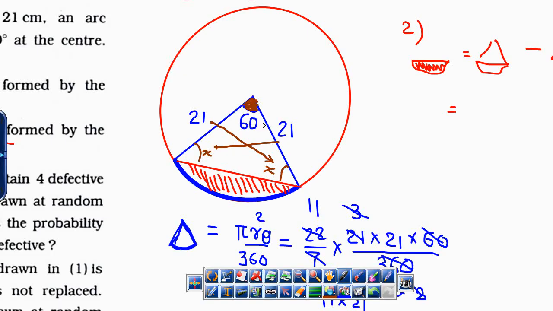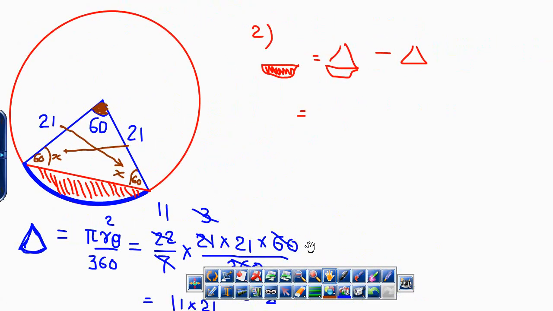When you do angle sum property, 60 plus 2x is equal to 180, you will find out कि सब एंगल 60 है. जब सब एंगल 60 है, it's an equilateral triangle, and equilateral triangle's formula is root 3 by 4 side square, and the formula of sector is 231.